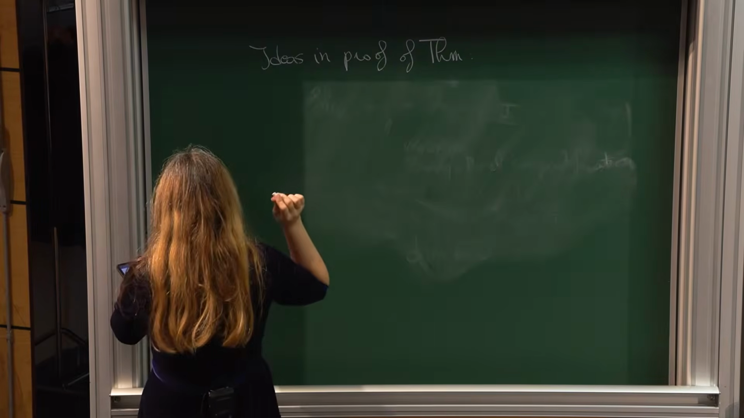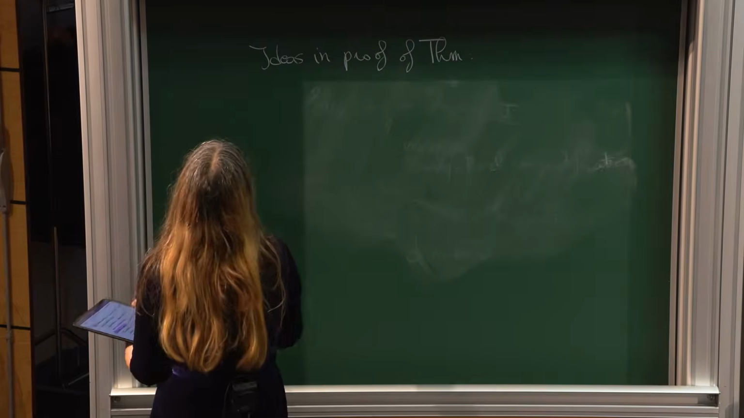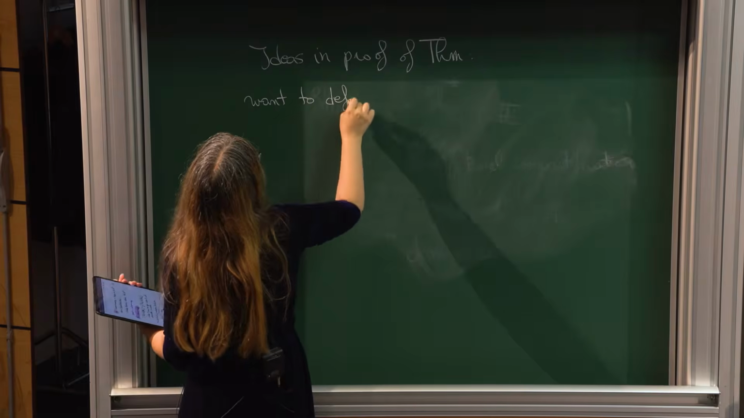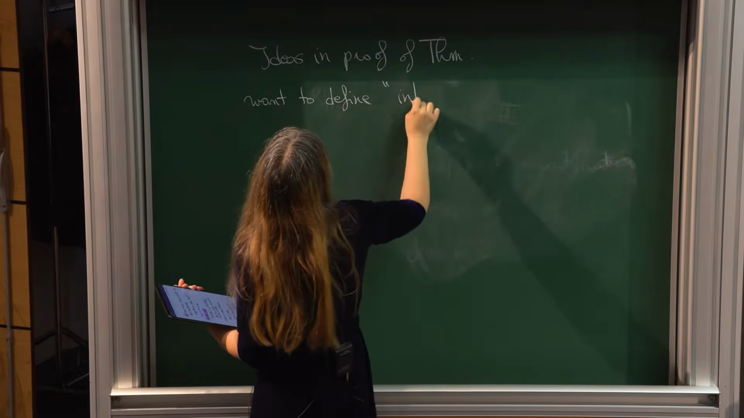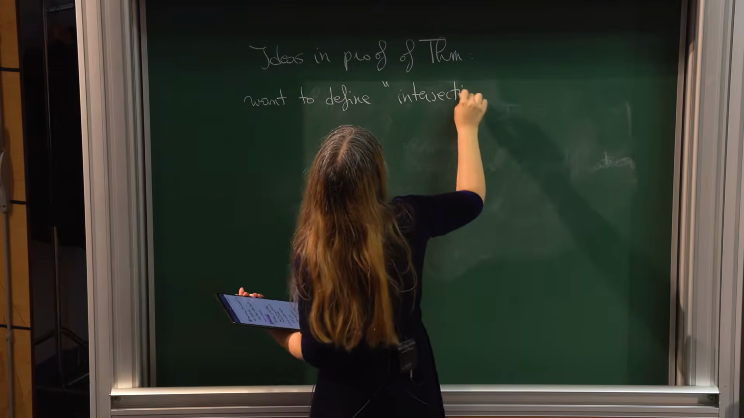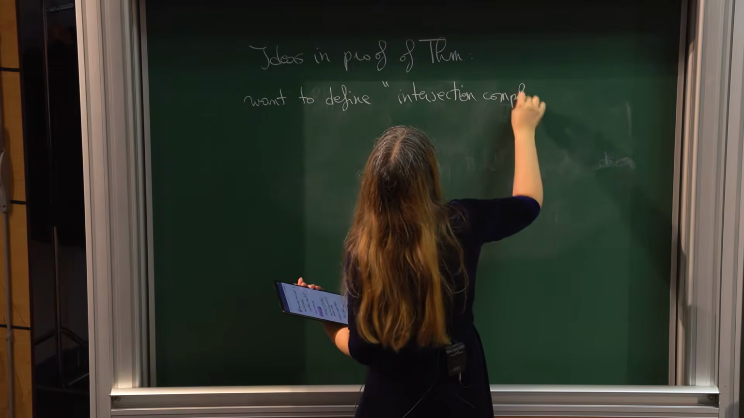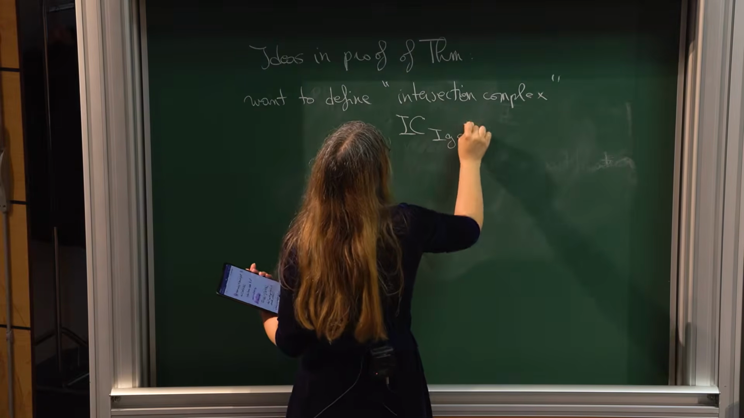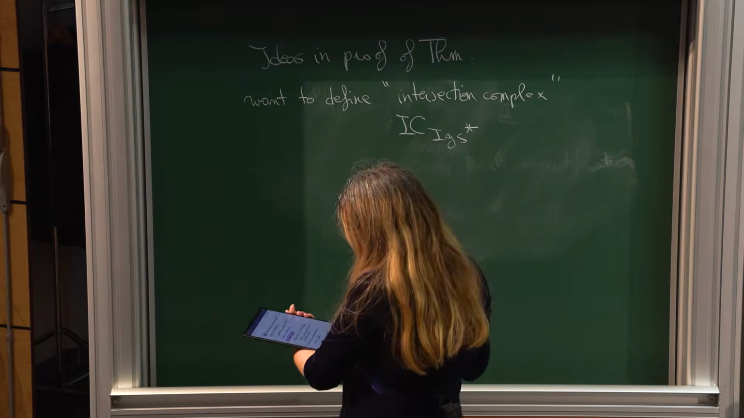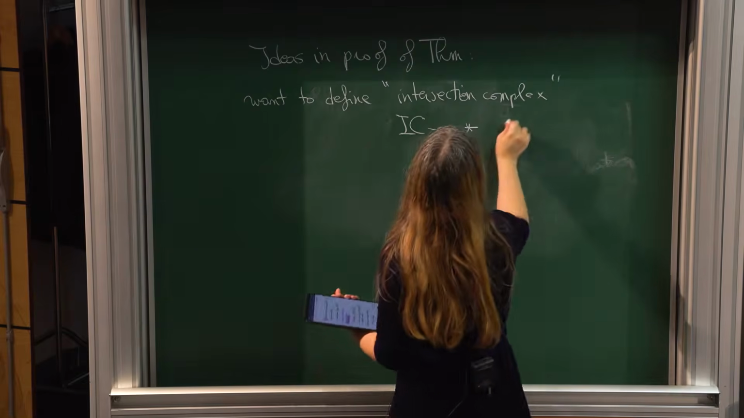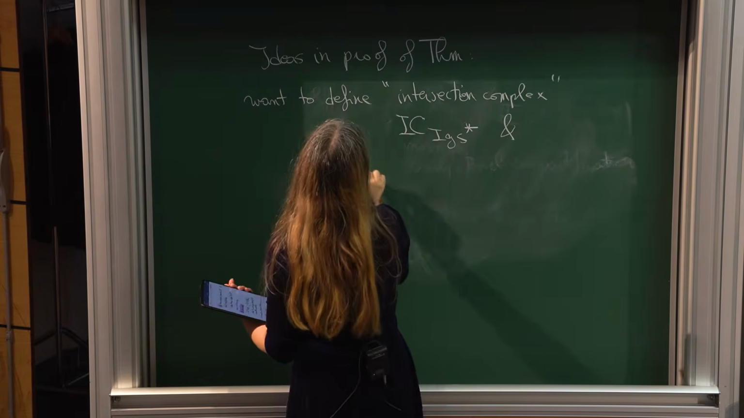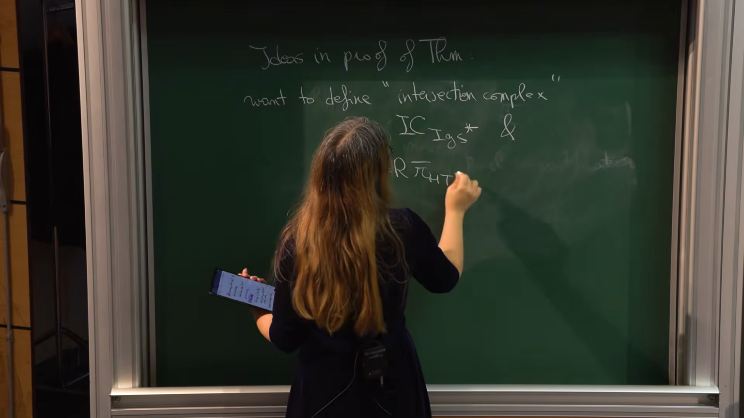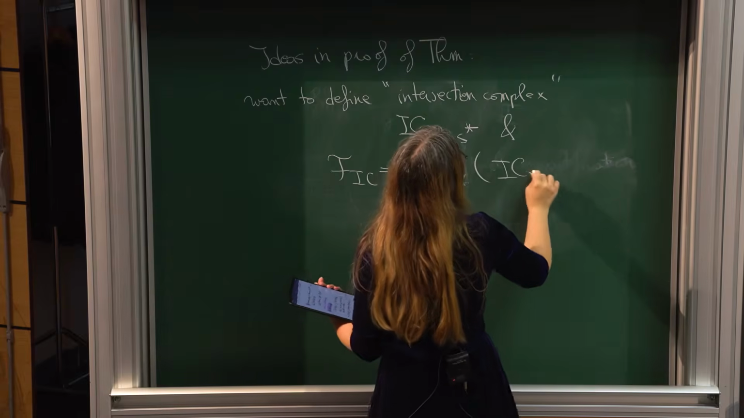So, okay, the first thing is you want to define some kind of intersection complex, IC, on the minimally compactified Igusa stack. Okay, and define FIC as R pi Hodge-Tate bar lower star of IC Ig star.